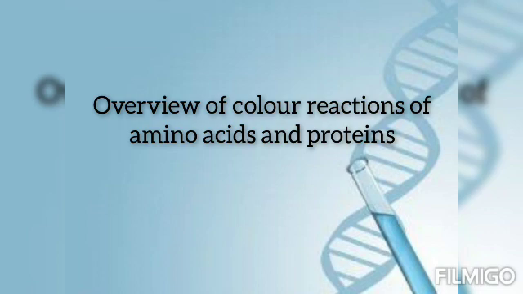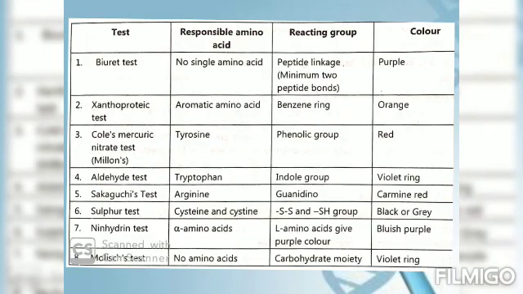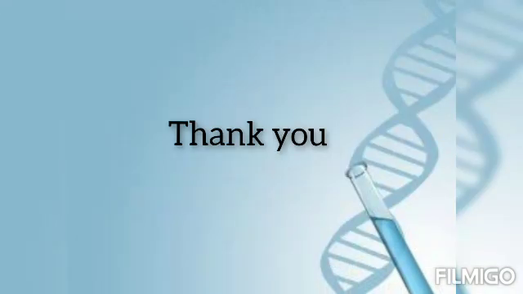Then, overview of color reactions of amino acids and proteins. This is the overview of all the tests. These are the qualitative tests of amino acids and proteins, and here are the observations, that is color change: Biuret test, xanthoproteic test, Millon's test, aldehyde test, Sakaguchi test, sulfur test, ninhydrin test and Molisch test, and these are the observations. Thank you.